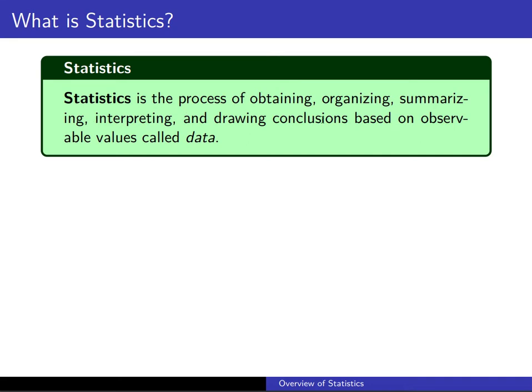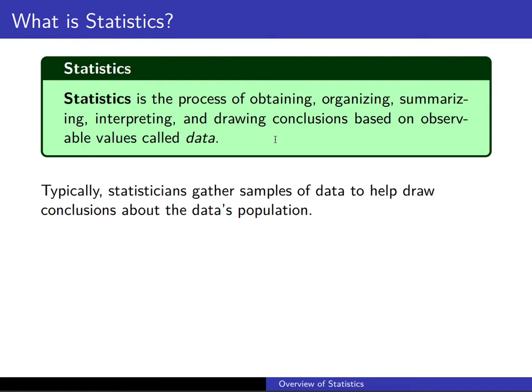which we'll spend some time looking at as well. And organizing oftentimes involves things like making charts or visual displays. Then interpreting the results and drawing conclusions based on those results. So typically, statisticians are going to gather samples of data to help draw conclusions about the data's population.